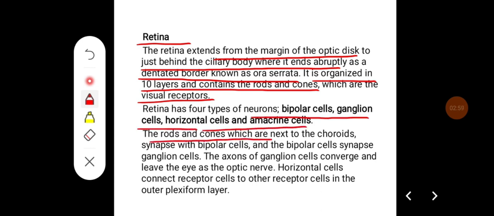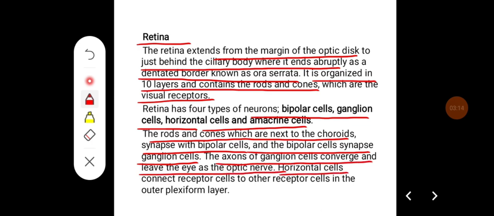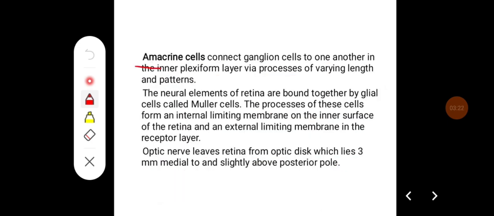The rods and cones, which are next to the choroid, synapse with bipolar cells, and the bipolar cells synapse with ganglion cells. The axons of ganglion cells converge and leave the eye as an optic nerve. Horizontal cells connect the receptor cells to the other receptor cells in the outer plexiform layer. Amacrine cells connect ganglion cells to another cell in the inner plexiform layer via processes of varying length and patterns.